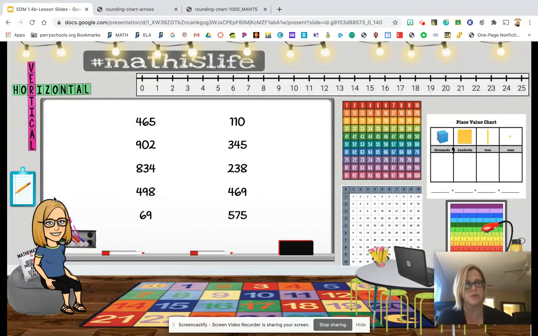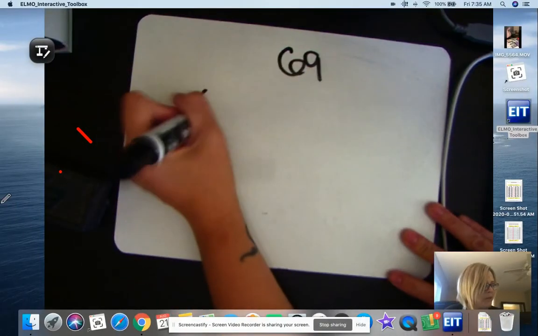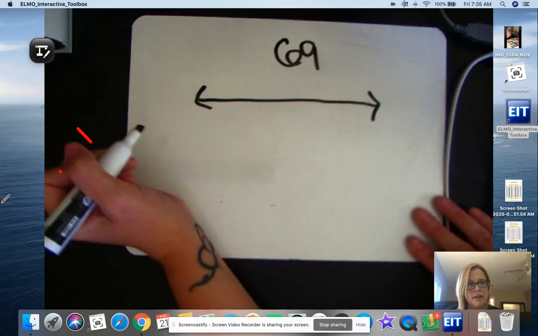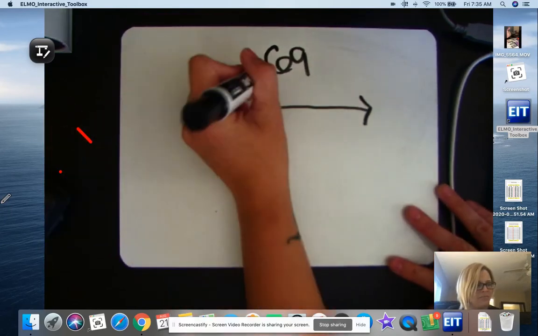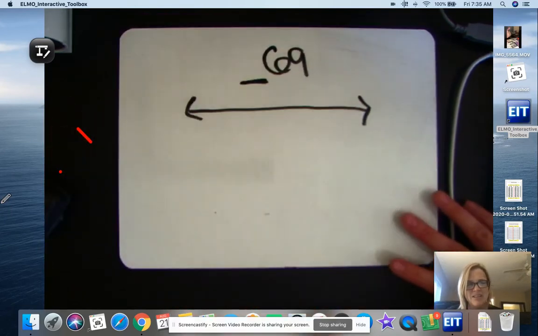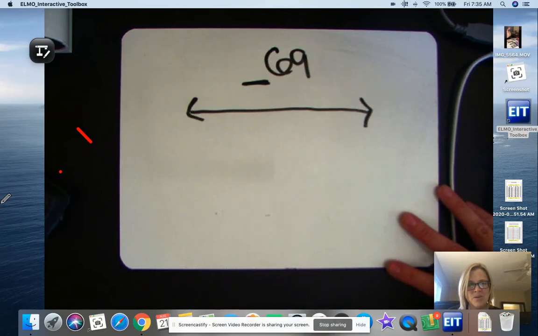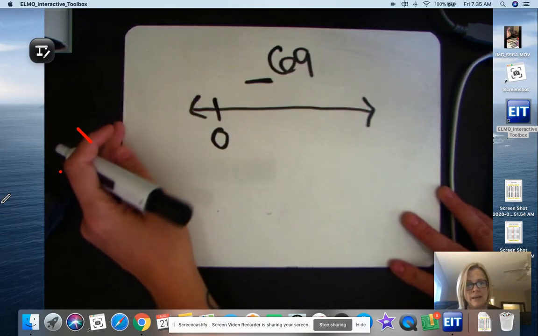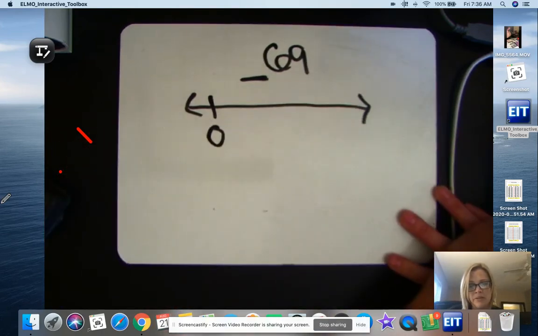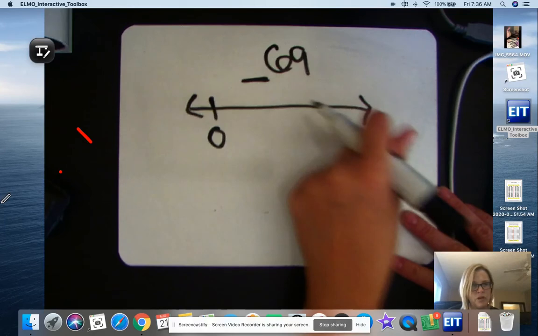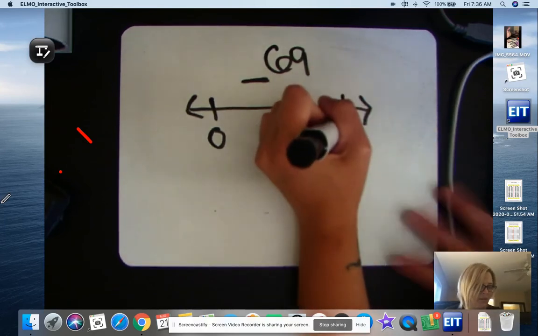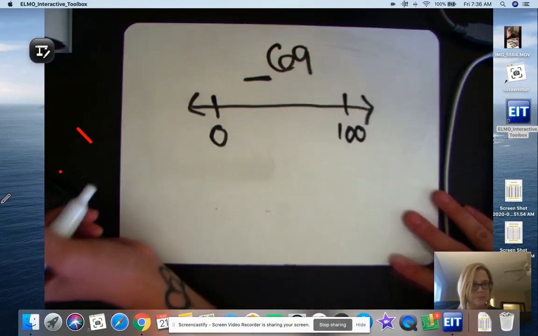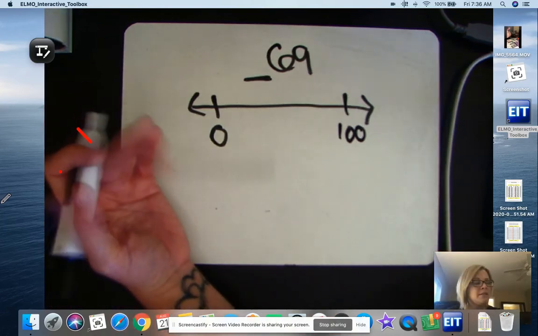All right, one more on this side, 69. So I'm going to draw my number line, and this one's tricky because I don't have any hundreds there. So I'm going to start my benchmark with 0. And then I'm going to think about counting by hundreds. So I'm going to say 0, 100. So my right benchmark will be 100. In the middle is going to be the 50.